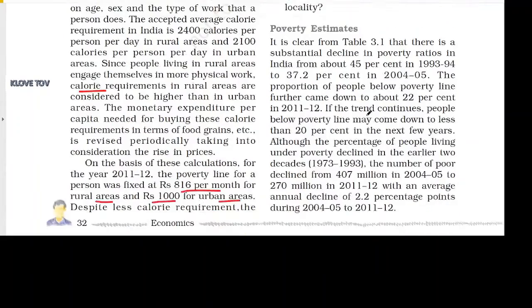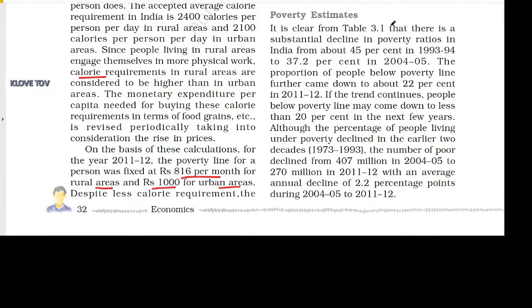Poverty estimates. It is clear from Table 3.1 that there is a substantial decline in poverty ratios in India from about 45% in 1993-94 to 37.2% in 2004-05. The proportion of people below poverty line further came down to about 22% in 2011-12. If the trend continues, people below poverty line may come down to less than 20% in the next few years. Although the percentage of people living under poverty declined in the earlier two decades, 1973 to 1993.